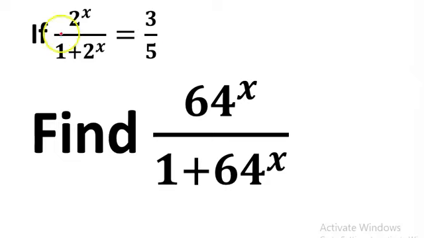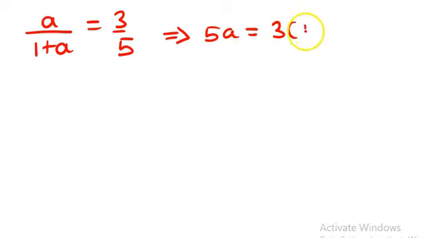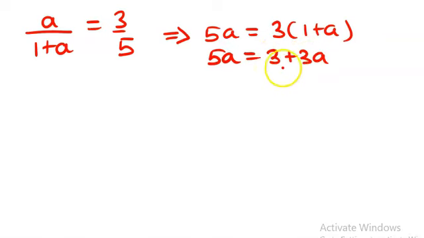We can start by, see, we have 2 raised to the power x. Let a be equal to 2 raised to the power x. In that case, we are going to have a over 1 plus a is equal to 3 on 5. We then cross multiply. So this implies that 5a will be equal to 3 times 1 plus a. Now, let's open the bracket. So 5a will be equal to 3 plus 3a.